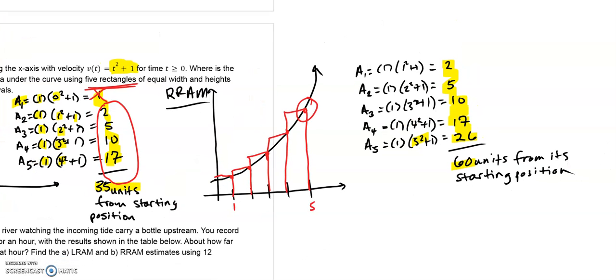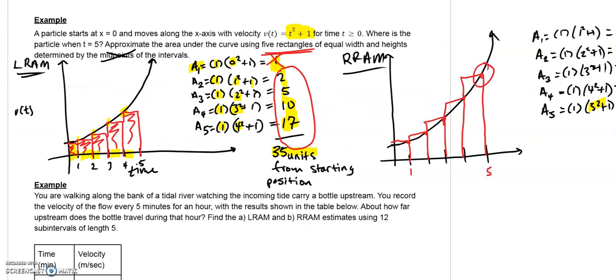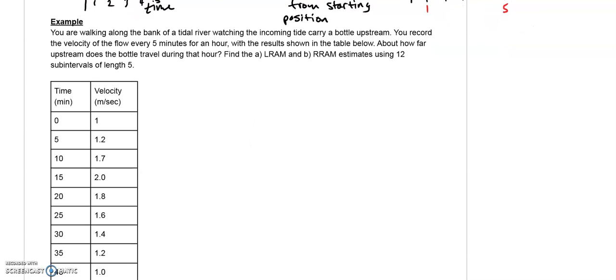So you can see that that is the upper limit. So the actual answer is going to be somewhere between. If you average those, I think you end up getting somewhere around 46 units. So the average is going to be a lot closer than either one of those, as you can see. Okay, let's look at then a word problem here.